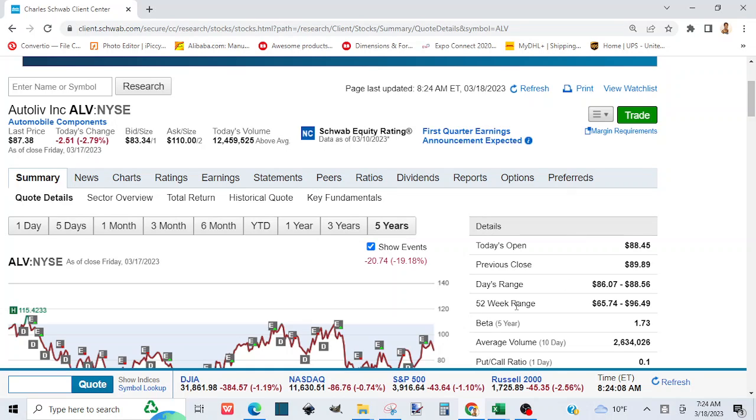the 52-week range. At some point it reached $65.74, and at some point it went up to $96.49. So you compare that $96.49 to the current price, or you compare that $65 to the current price, $87.38. $87.38 and 96, I will say, is closer to the highest than to the lowest. Therefore, it's not the right time to invest in that company.